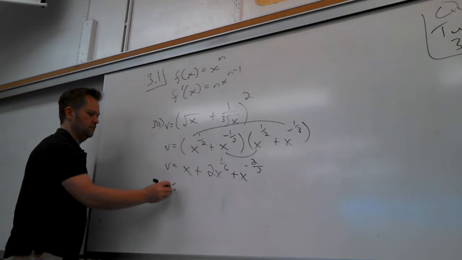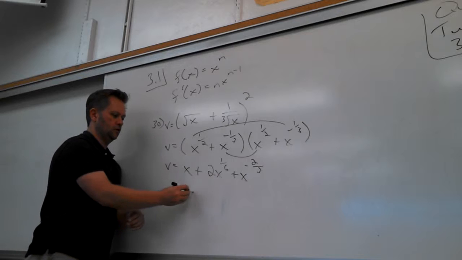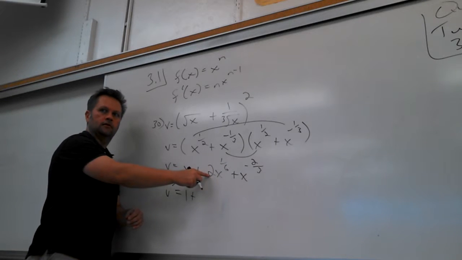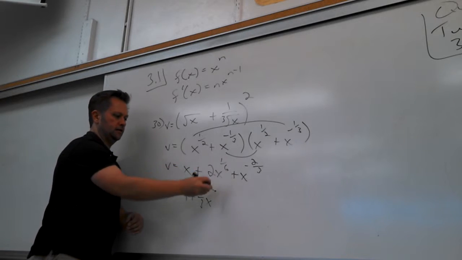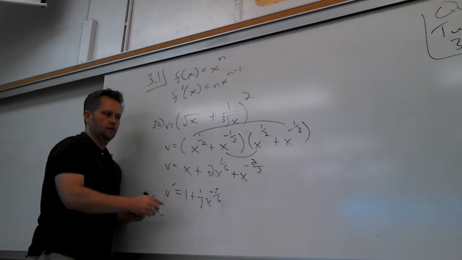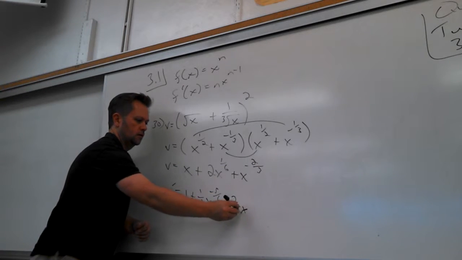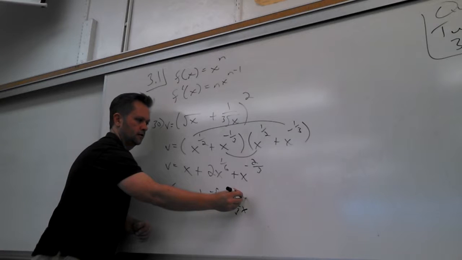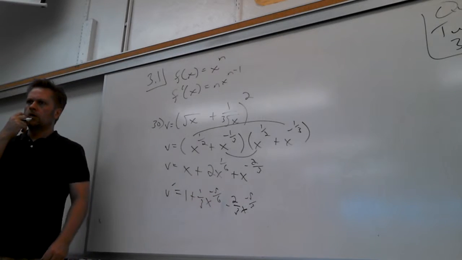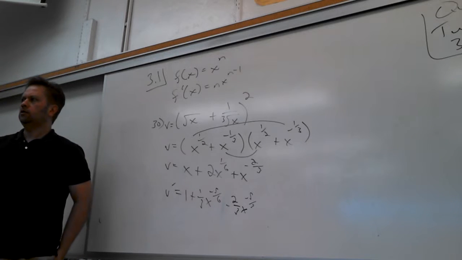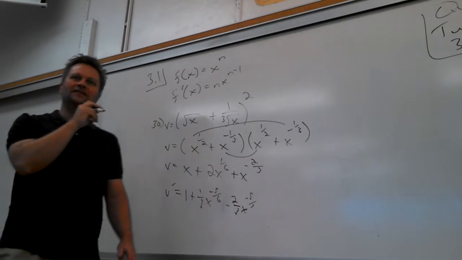So now v prime, I do this one. 1 plus 1/3 x to the... Good, because the 1/6 would come down. 2/6 is 1/3. x to the negative 5/6, yeah, 1 minus 6 is negative 5. That's awesome. And negative 2/3 comes down. Negative 2 minus 3, negative 5/3. There. Yummy delicious. Oh, it's kind of creepy.